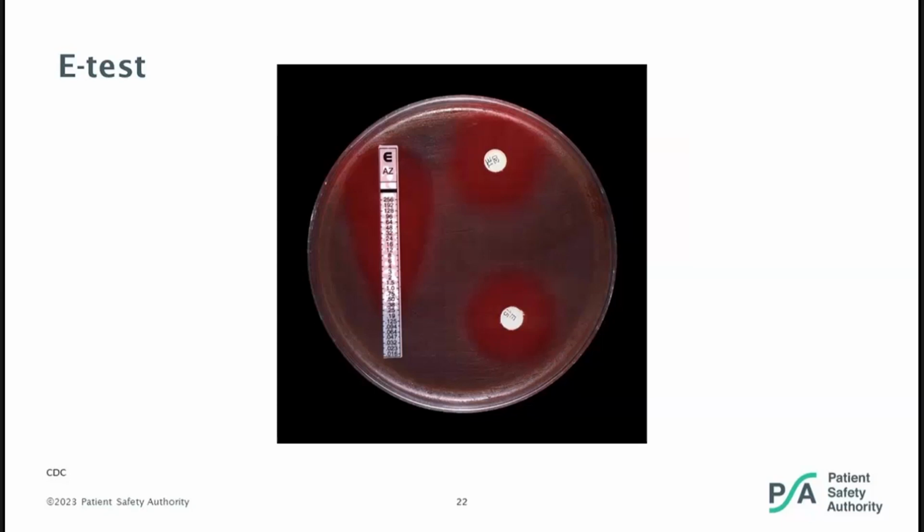Here, the growth ellipse can be seen as the clear area around the plastic strip. This area shows where the bacteria were unable to grow due to the antimicrobial impregnated on the strip. As the concentration of antimicrobial lessens, the growth of the bacteria is able to come closer and closer to the strip until it is no longer inhibited and can grow right up to the strip.